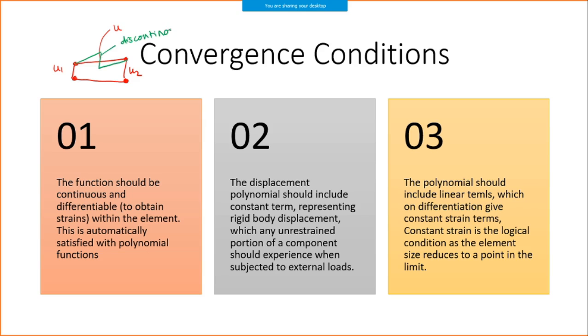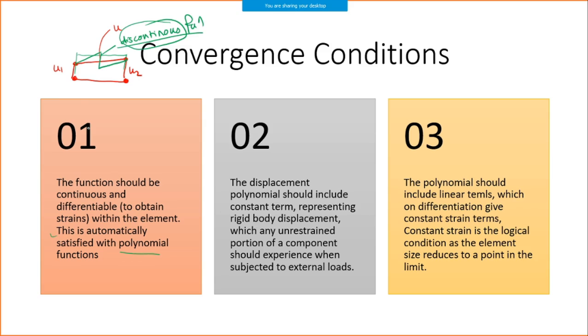And this type of discontinuous function will lead to wrong answers or create difficulty in simulation. So this type of discontinuous function should be avoided whenever possible. And also it should be differentiable. If I take a derivative of this particular function, I'll get a single constant, that is what we call a constant strain. And that's what we assume in a triangular element also, the constant strain triangle. And this is automatically satisfied within a polynomial function.